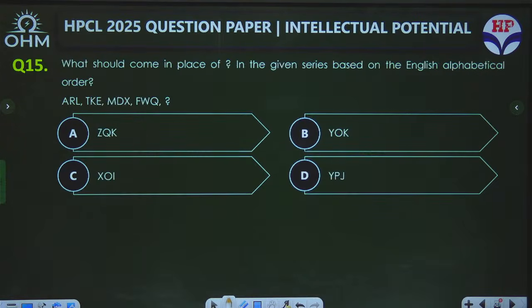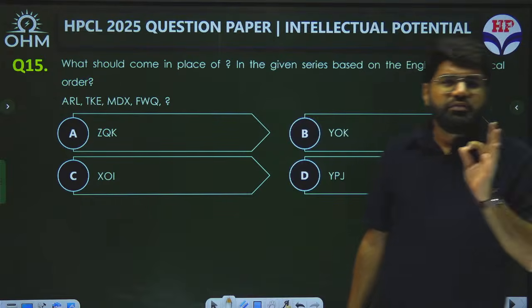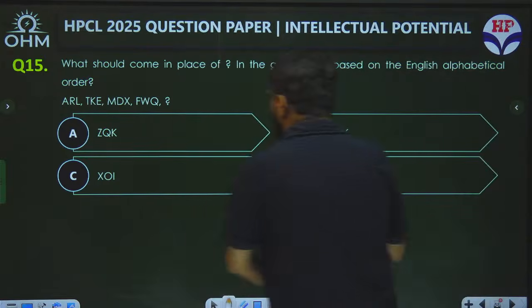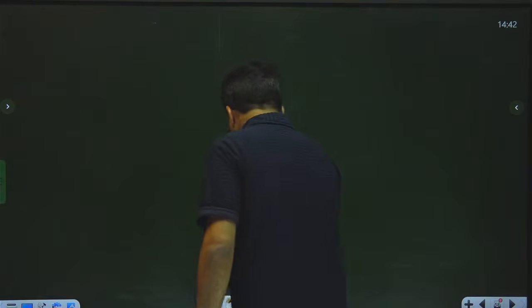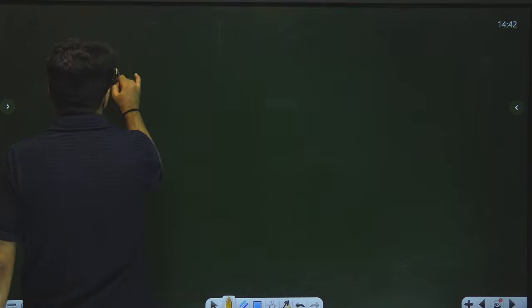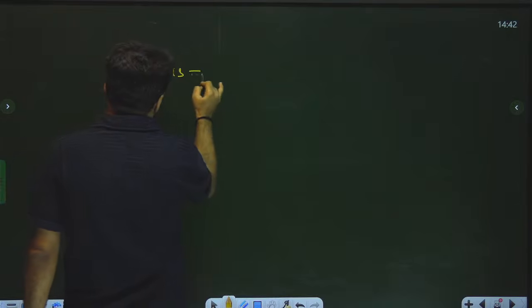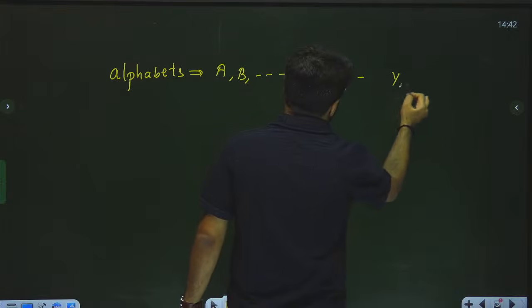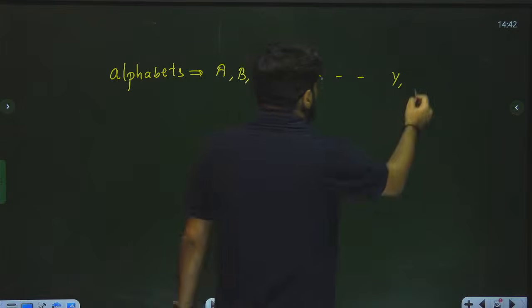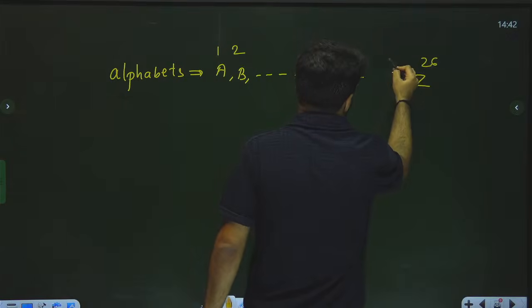Next one. What should come in place of the question mark? Now a series of letters. I'll tell you when it is a series of letters. Mostly one thing can help you, because numbers can be far spread also. In the case of series, whenever we talk about alphabets, we have the alphabets ranging from A to Z. Usually the position, A is 1 and Z is 26.